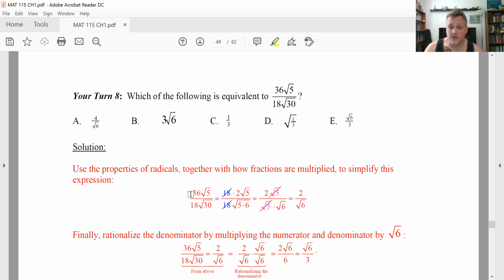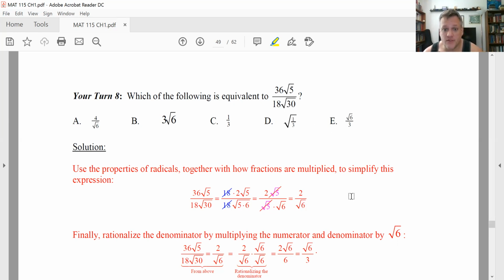Notice I can rewrite 36 as 18 times 2, and I can write 30 as 5 times 6. Right? So if I do that here, the 18s go. Furthermore, the square root of a product is the product of the square roots, so I can rewrite the denominator as root 5 times root 6, and lo and behold, those radical 5s go. Right? And so what I'm left with at this point is 2 over root 6, which is perfectly fine. That's equivalent to what we had at the beginning.